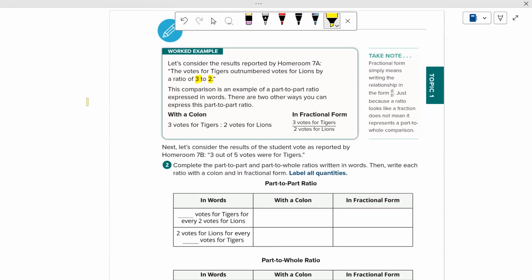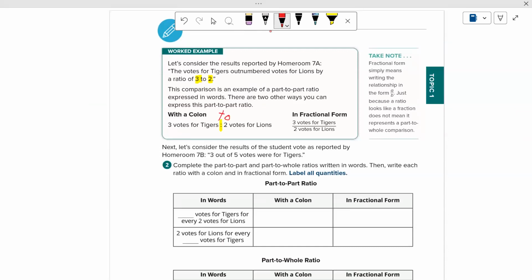You could use a colon. So this right here is a colon, these 2 dots like this. What you would typically do is use all of the words to explain what the number represents in a ratio. So you wouldn't just say 3:2. You would say, well, it's 3 votes for tigers to 2 votes for lions. This colon right here kind of replaces the word "to" in your ratio.